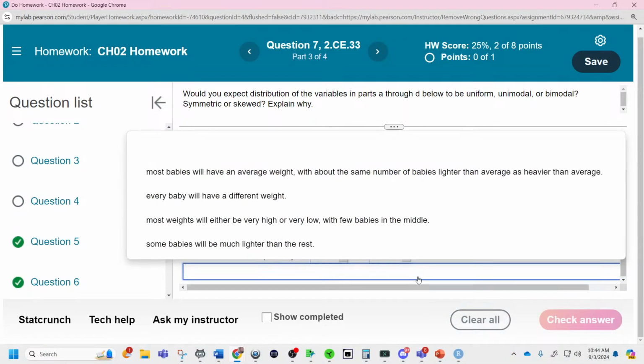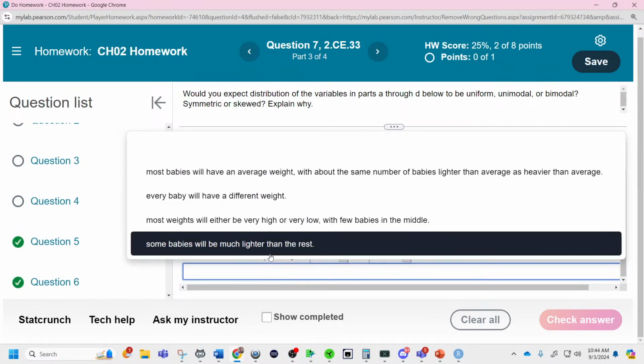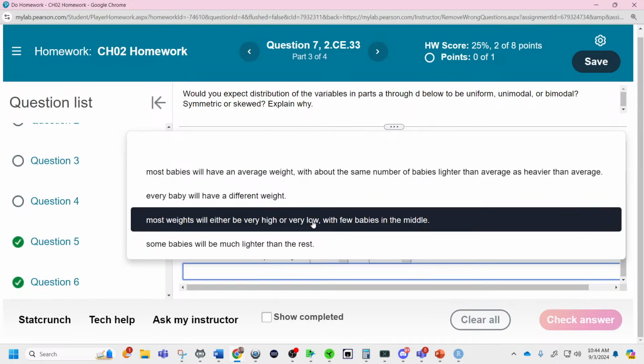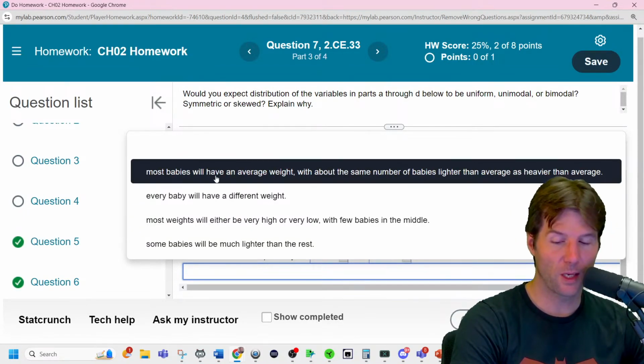Let's look at the answers. Every baby will have a different weight. Nope. That's not the way baby weights work. Some babies will be much lighter than the rest. Maybe that's premature. Most babies will be either very high or very low, with a few babies in the middle. No, a lot of babies are towards the average. So that's what I think. Most babies will have an average weight.